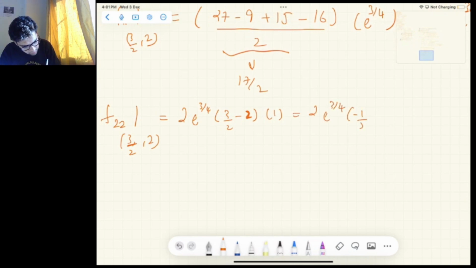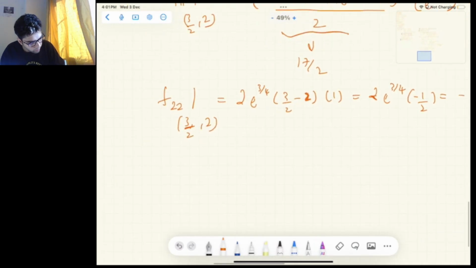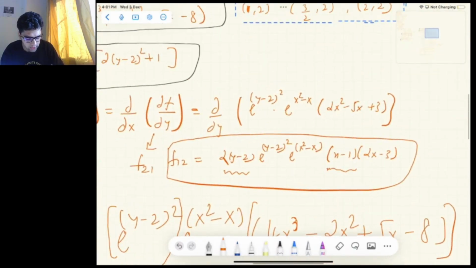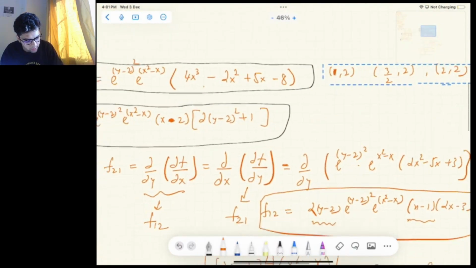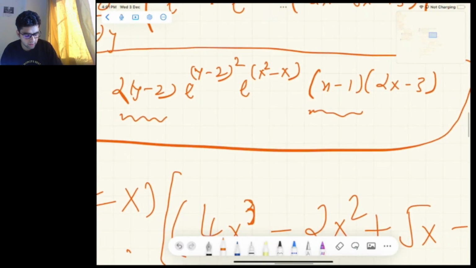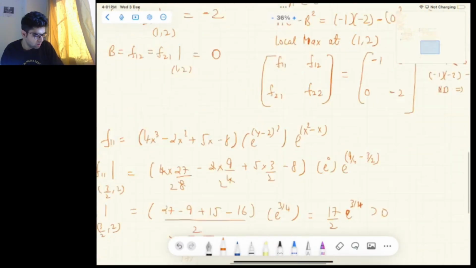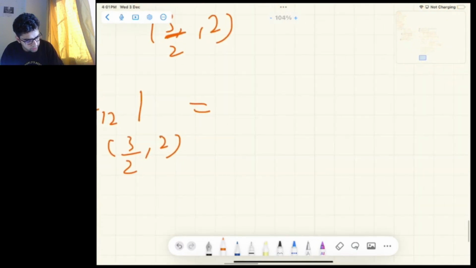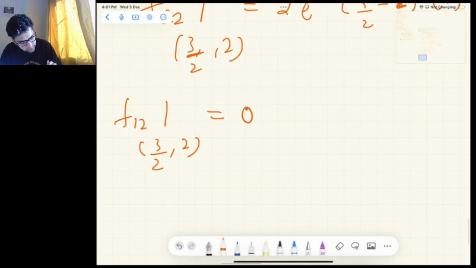And minus half. So this gives me minus e to the power 3 by 4. Now f of 1 comma 2 at 3 by 2 comma 2, which is equal to f2 comma 1, this again becomes 0 because I have y minus 2 term here, right? So I have 2y minus 2 term, so this becomes 0 again. So I can just substitute 0 here.